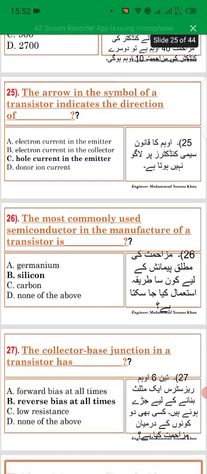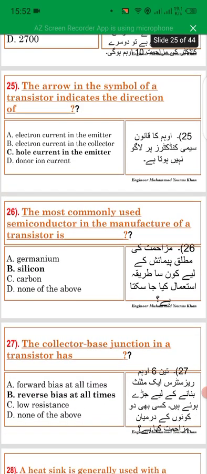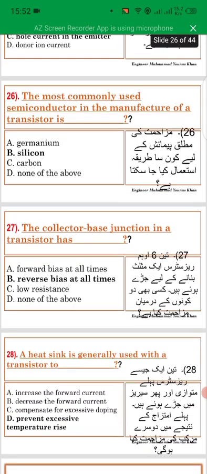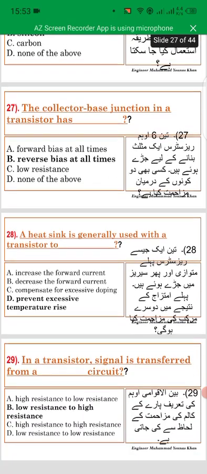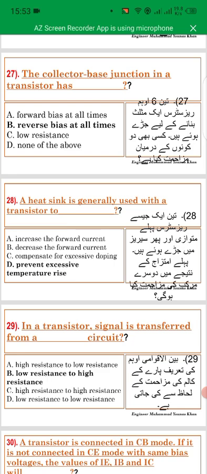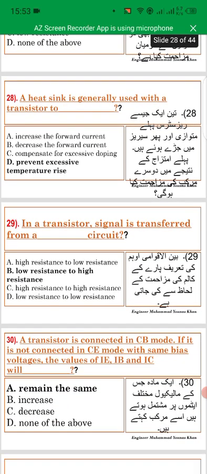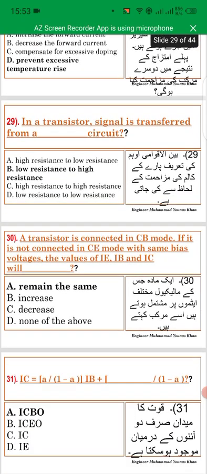is 0 degree. The arrow in the symbol of a transistor indicates the direction of hole current in the emitter. The most commonly used semiconductor in the manufacture of a transistor is silicon. The collector-base junction in a transistor has reverse bias at all times. A heat sink is generally used with the transistor to prevent excessive temperature rise.